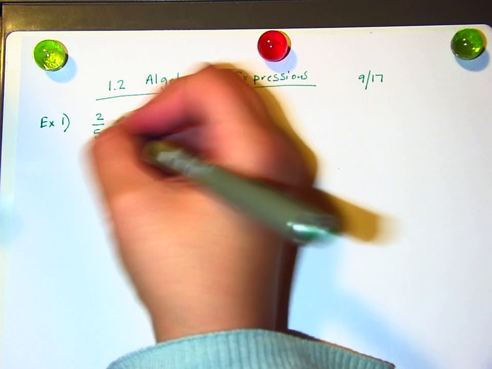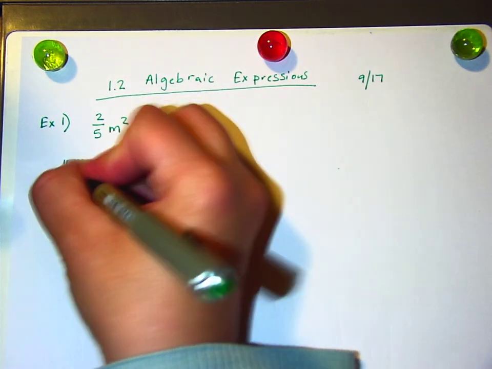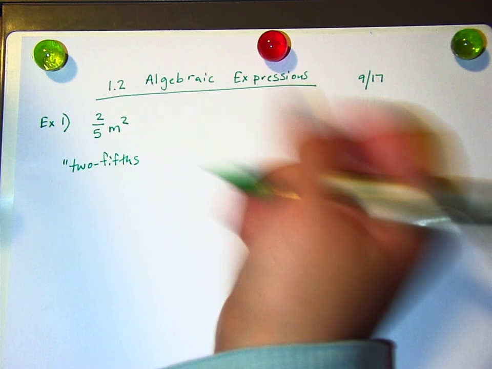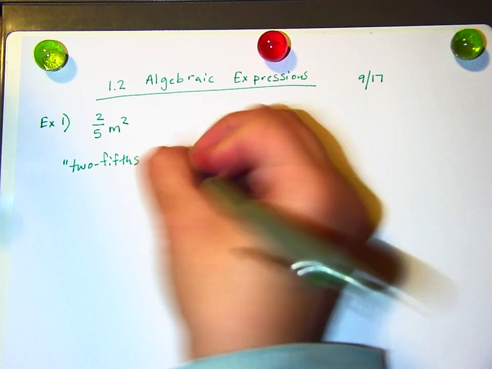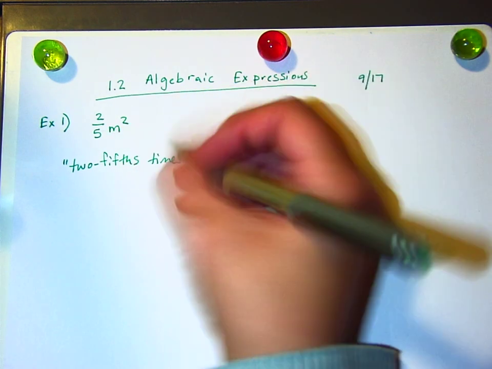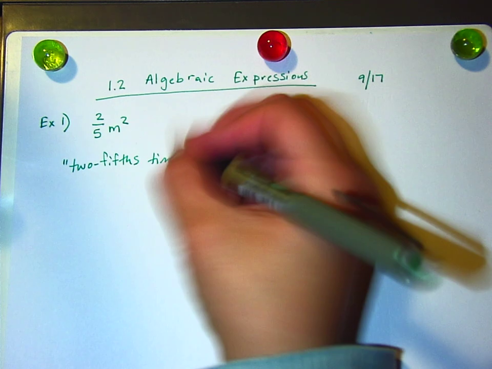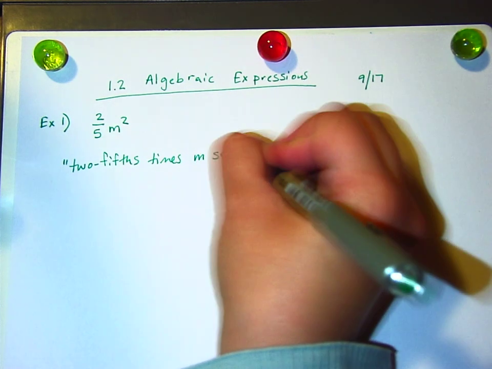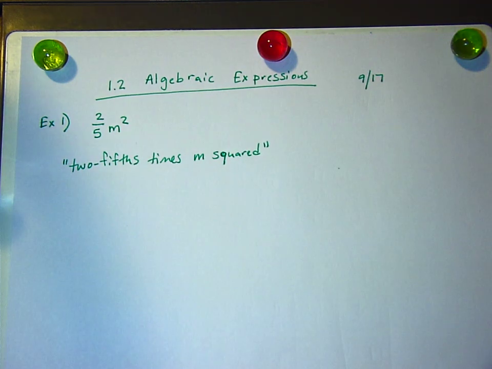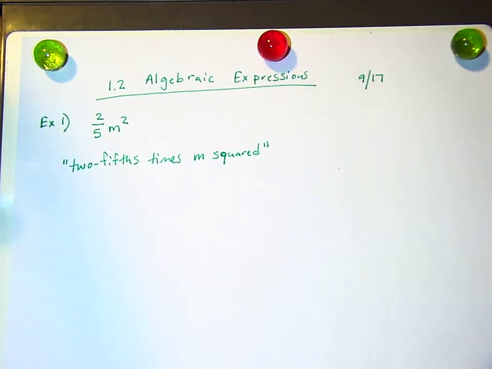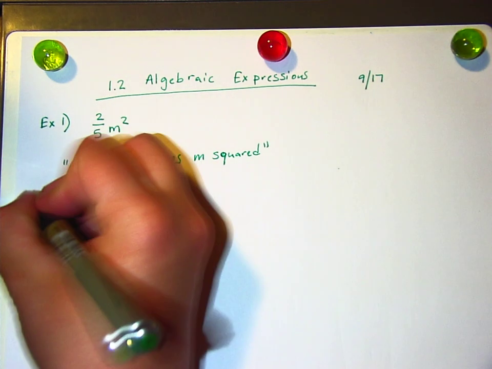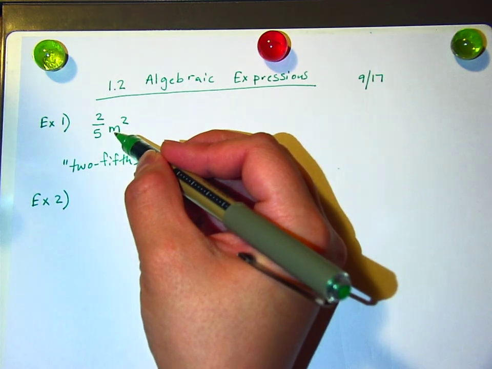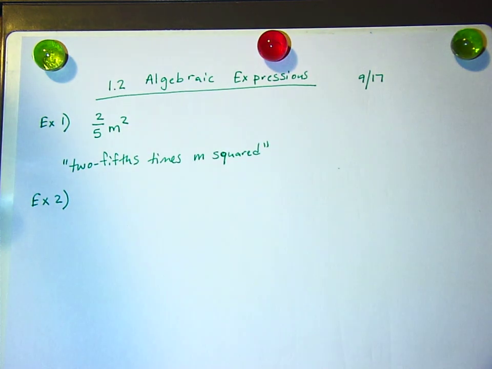Okay, so the first one is 2/5, or you could say two-fifths, times, because if nothing is in between them, you assume that it's times, or you could say multiplied by m squared. Not that difficult. You just basically have to figure out how you would say it. If you said m times 2, that would definitely be wrong, because this isn't m times 2. This is m squared, which is the same thing as m times m.